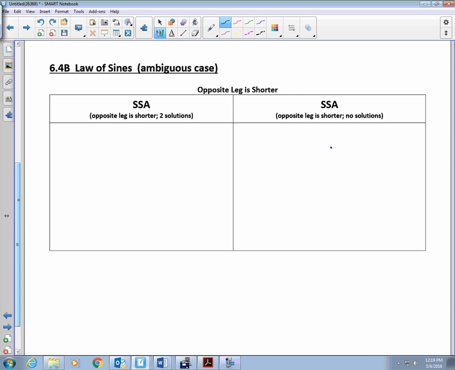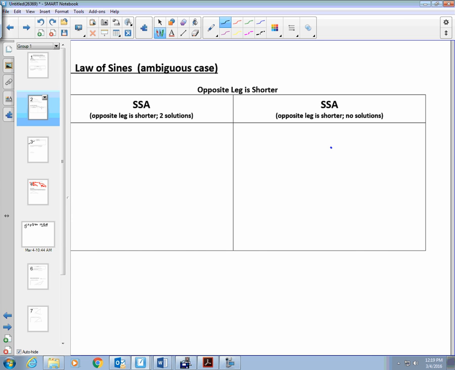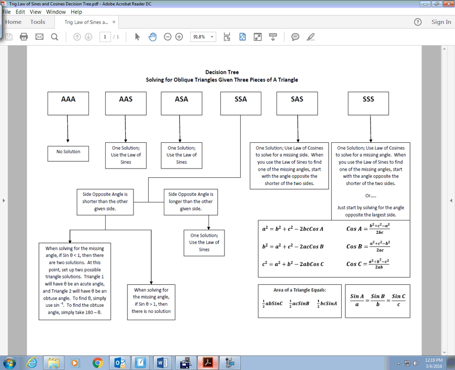Ambiguous, the law of sines ambiguous case. And I'm going to show you, get my graphic organizer. Here it is. And if you remember, out of these 6, there's 4 of them that show triangle congruence. Which 4 show triangle congruence from geometry?